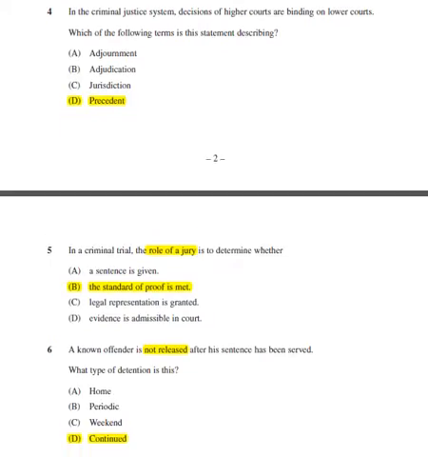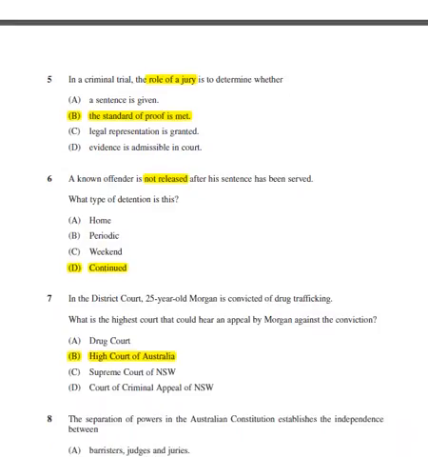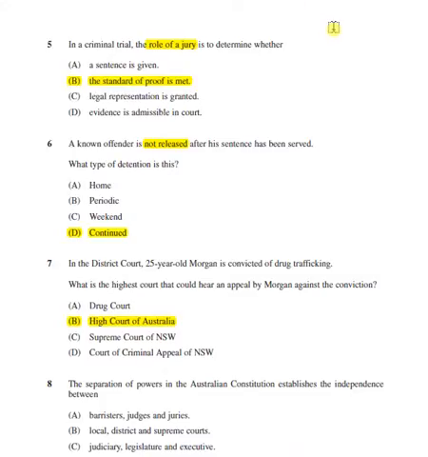Question 5 is, in a criminal trial, the role of a jury is to determine whether what? A sentence is given, the standard of proof is met, legal representation is granted, or evidence is admissible in court. Now we know evidence and whether it's admissible is decided by the judge. Legal representation is dealt with beforehand, by means test and all that. And a sentence is always given. So we know that B, the standard of proof is met, is the answer. You can do that by process of elimination, or just by knowing your dot points on what the role of a jury is.